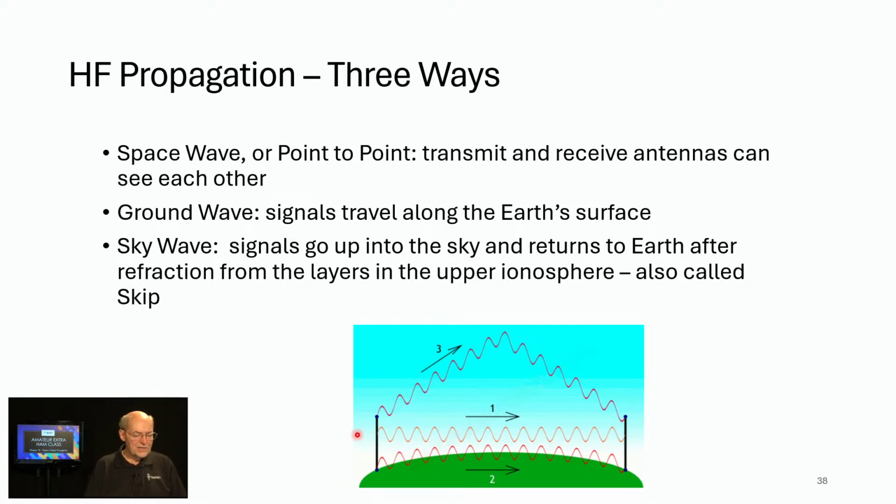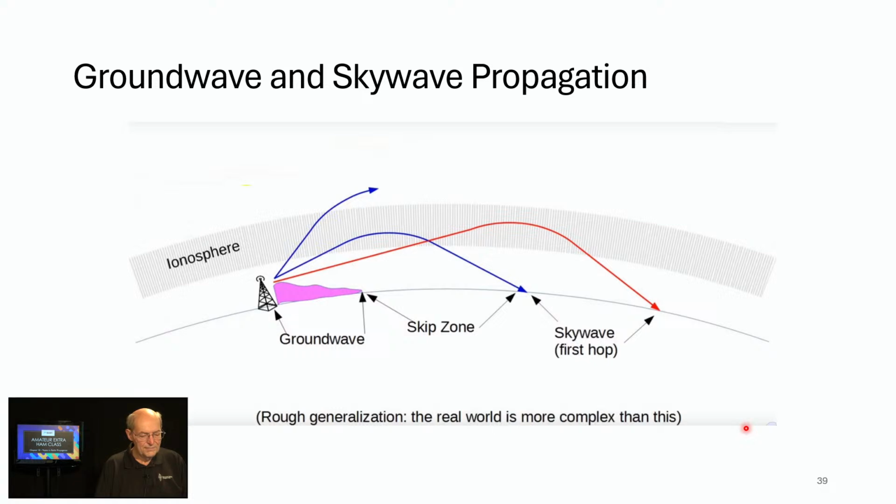Oh, sky wave is the one actually that goes up to the ionosphere. Signals will go up into the sky and return to Earth after refraction from the layers in the upper ionosphere, also called skip. So up, and then skip back down. All right.